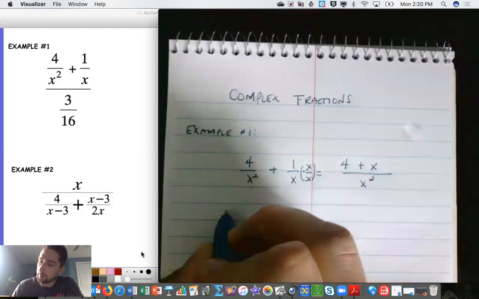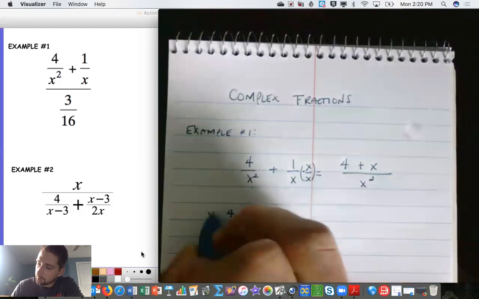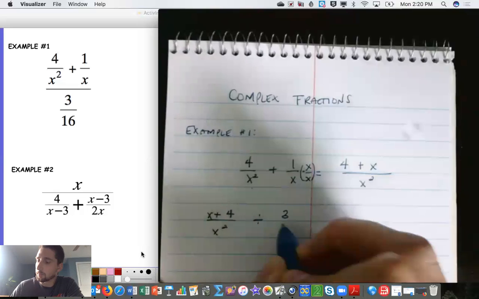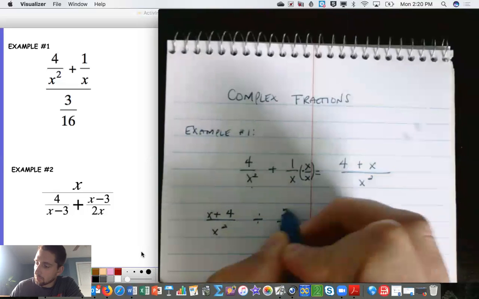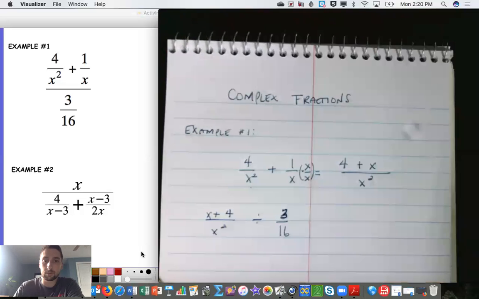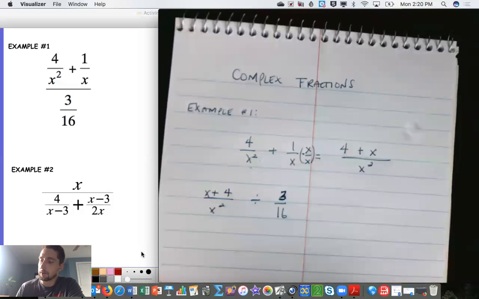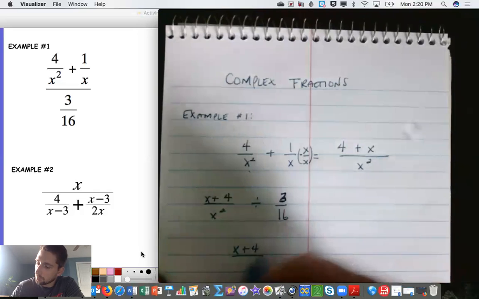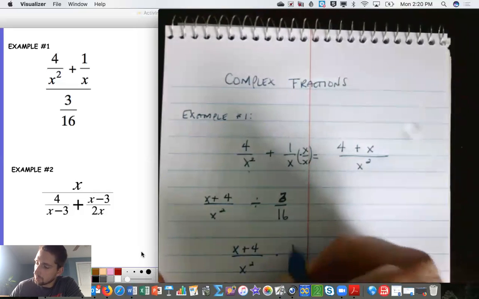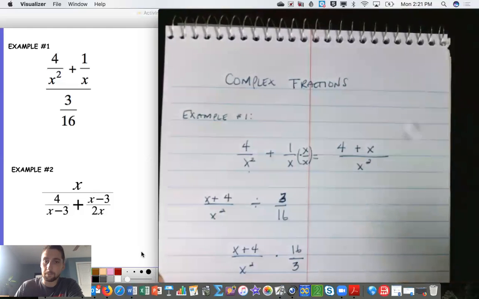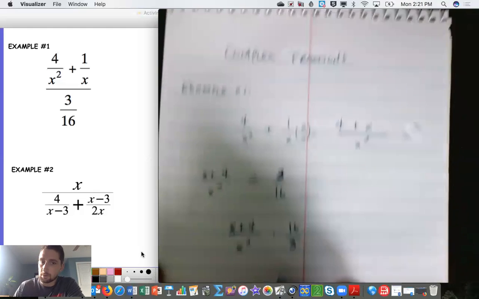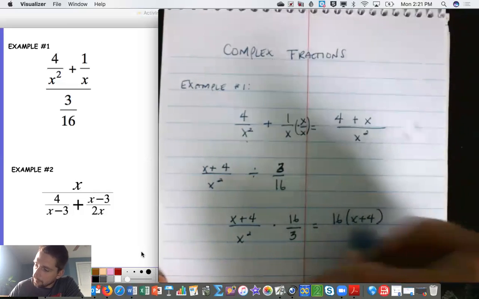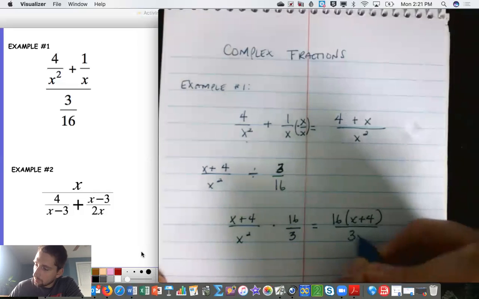My numerator is being divided by, I'm just going to write it as x plus 4 here. It's being divided by 3 over 16. We know from past videos that if we divide by a fraction, we're going to simply multiply by the reciprocal. So x plus 4 over x squared times 16 over 3. If we multiply it out, I have 16 times x plus 4 over 3x squared.